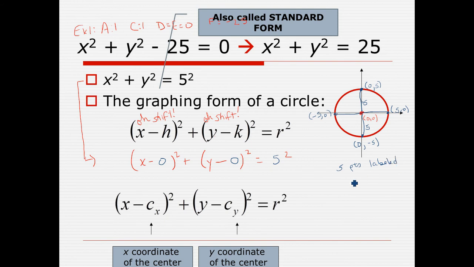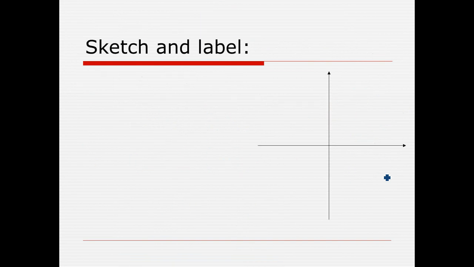So 5 points need to be labeled. That should remind you of our trig graphs, right? You need the center, and I need to see the ends of 4 radii. The radius straight up, straight down, the radius straight right, and straight left. Okay. So sketch and label this circle.